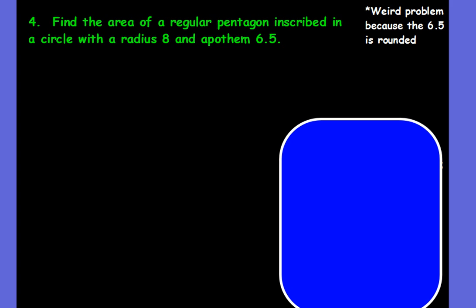Okay, why don't you guys go ahead and try this one, the next couple. If you want to pause this and try it out, go ahead. I'm going to explain a little bit of it right here. It says find the area of a regular pentagon inscribed in a circle with a radius 8 and apothem 6.5. Now, they don't give you a picture.